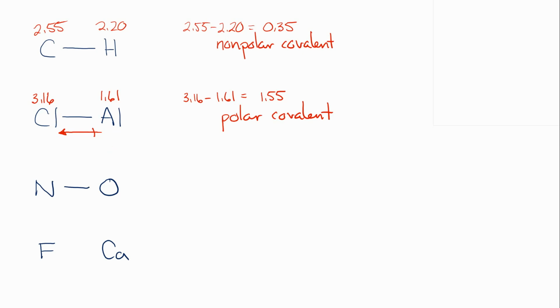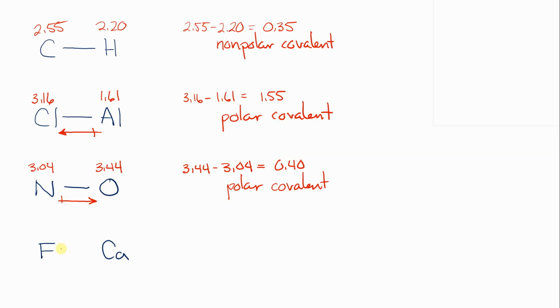If we go down to the nitrogen in this case, this is 3.04. The oxygen is 3.44. Larger number minus the smaller number. This one comes out to be 0.40, and that's right on the cutoff. So the cutoff I'm using in this video was exactly 0.4 up to just under 2. This would be a polar covalent bond. Now, it's not as polar as the aluminum-chlorine bond, but it still is polar. And in this case, the more electronegative atom is the oxygen. That's the higher electronegativity value. It's going to have a partial negative charge. The nitrogen will have a partial positive charge.